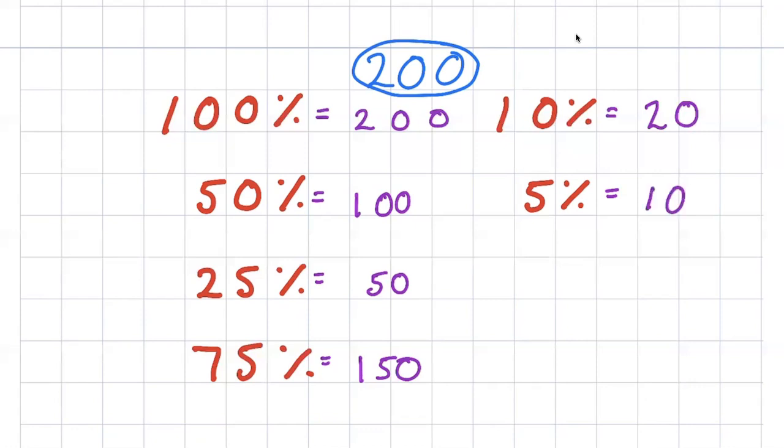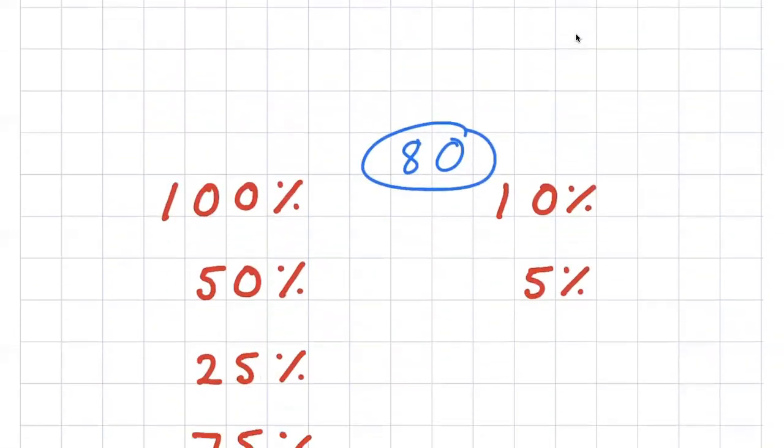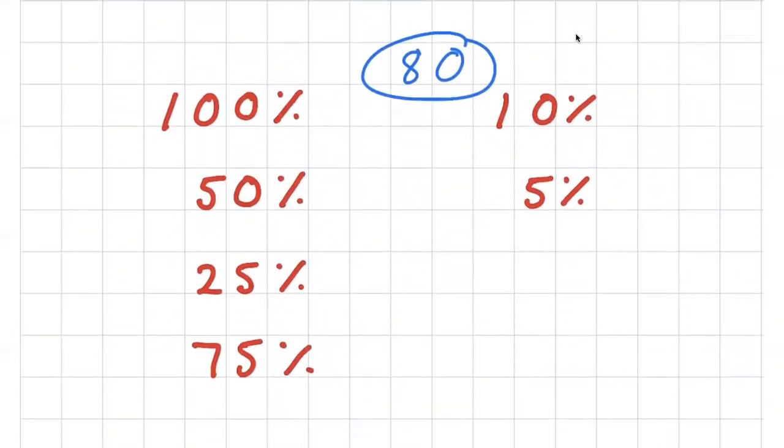All right, now let's repeat this task. You're going to be a bit more independent this time. Do it for 80, please. Can you find all of those percentages of 80? Teachers, if you pause the video, and everyone else, you're going to do this on whiteboards. Go.